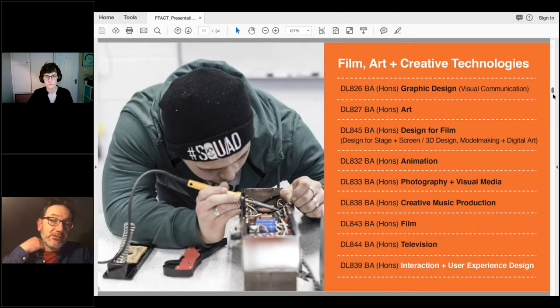So we have a range of programs, obviously, that all require portfolios, from graphic design, art, design for film, which is a combination of the old degrees in design for stage and screen and model making, and Fiona in particular will talk a bit about that, because it's a really interesting departure for us. It's bringing together all of those disciplines into one, with a focus on getting you ready for the world of the screen arts generally, from all sorts of aspects, animation, of course, is something we've been very strong in for a long time.